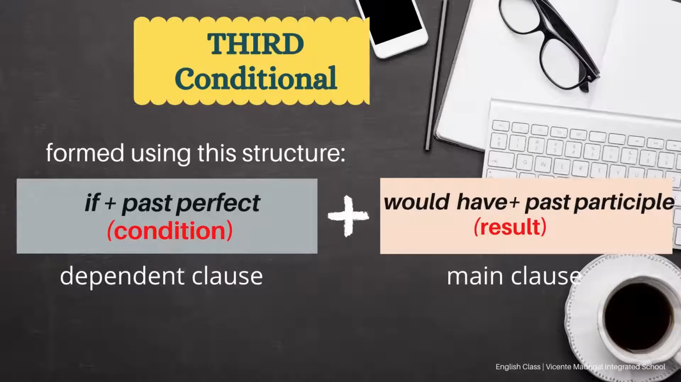First part, we use the word if to form the dependent clause plus a past perfect tense of the verb to express the condition. Then for the second part, to form the result, we use would have plus a past participle of the verb for the main clause. Now, the question would be, how do we form the past perfect tense of the verb?